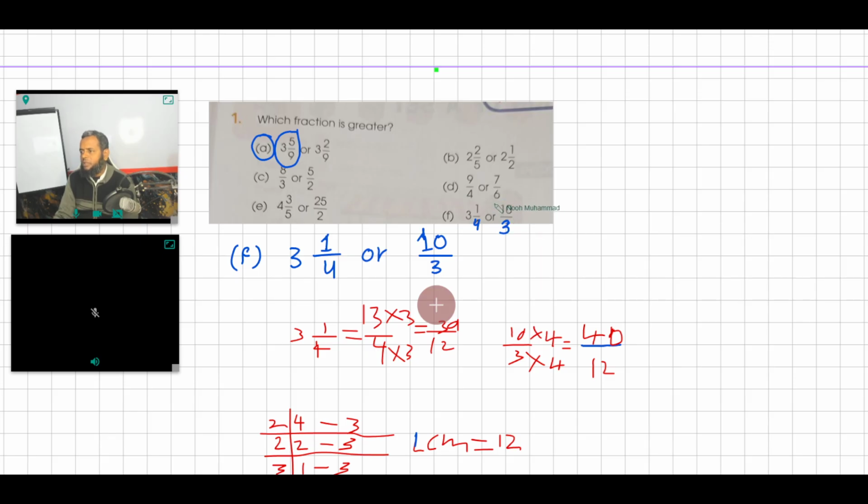So which one is bigger? You should also write in English, okay? 10 over 3 is the greater fraction. 10 over 3 is greater than 3 wholes and 1 over 4. Are you understanding? This is greater. Okay, now we are moving on.